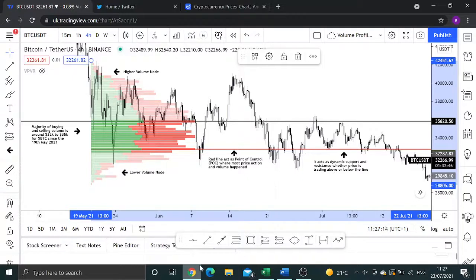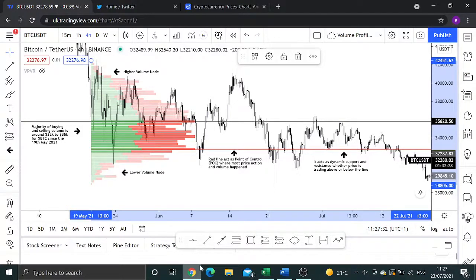So in this video I'm going to be talking about volume profile, what it is, how we can use it, why it is effective, and the best way to use it on BTC, altcoins, or whichever type of coin that you're looking at using it for.